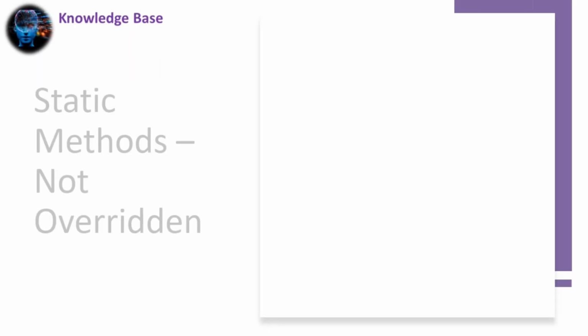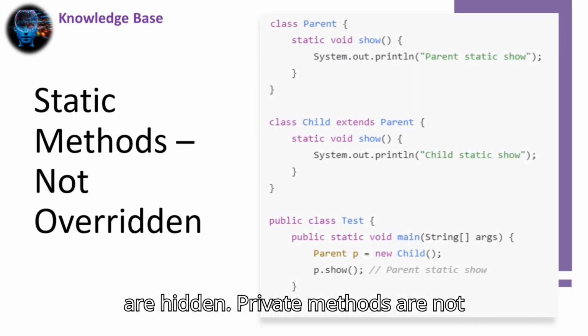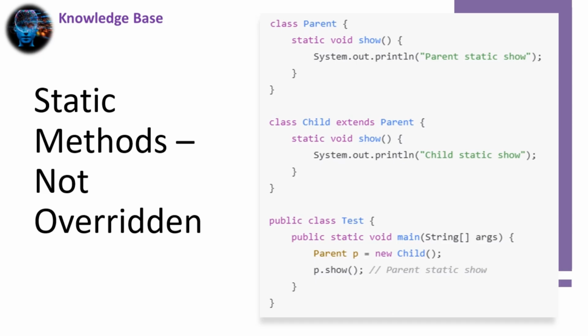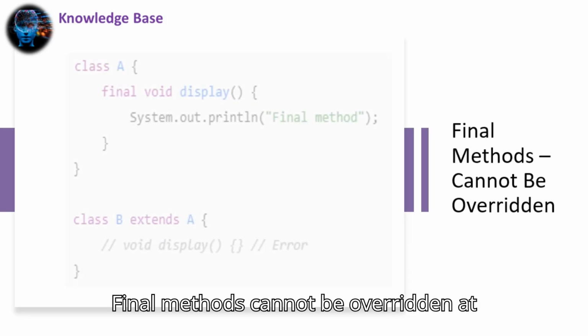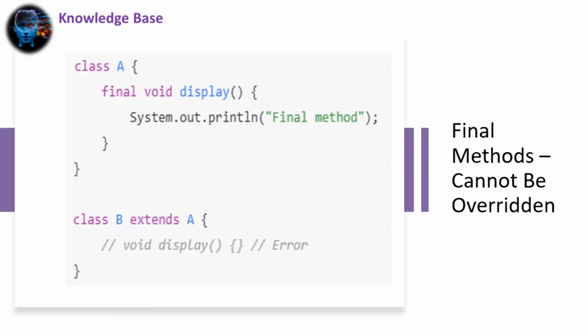Important note: static methods are not overridden. They are hidden. Private methods are not inherited, so they can't be overridden. Final methods cannot be overridden at all. Trying to override any of these will result in a compile time error.